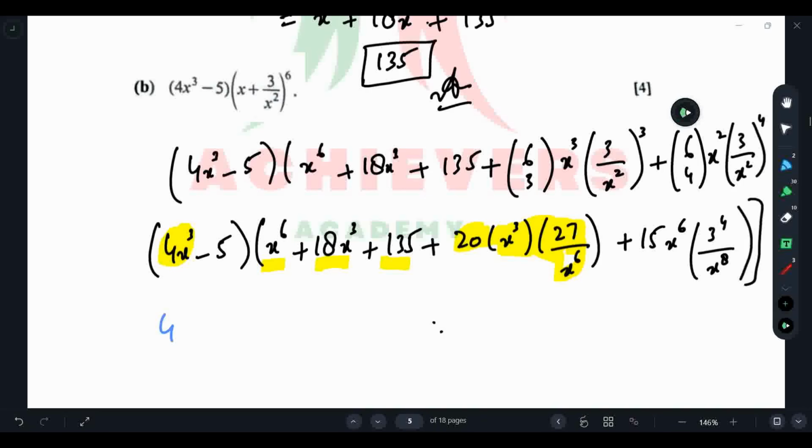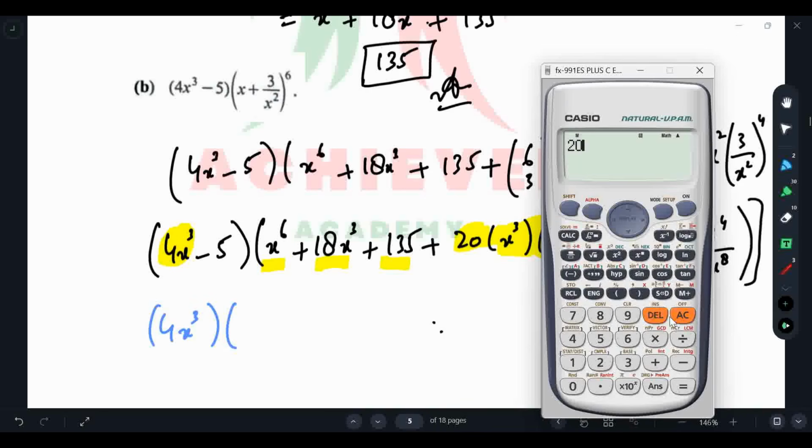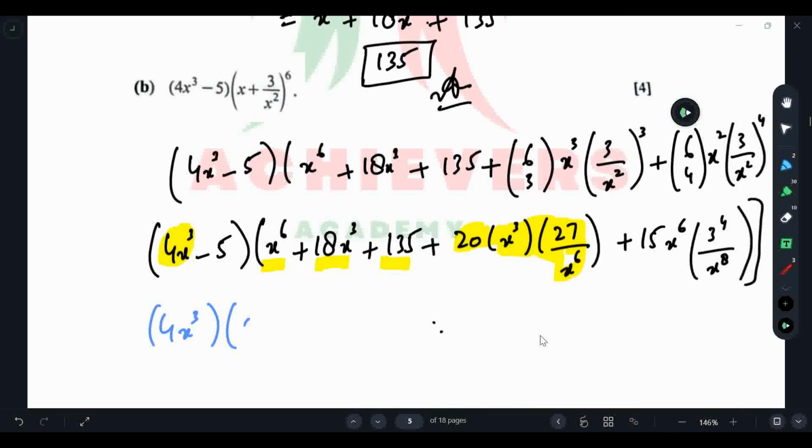So 4x cube multiply by, let me check, 20 into 27. 20 multiply by 27, this will be 540. So 540 x power minus 3 plus, if you multiply 4x cube with the last one, we will not get the value, the expression independent of x. So what we have to do is, we have to check the other one.